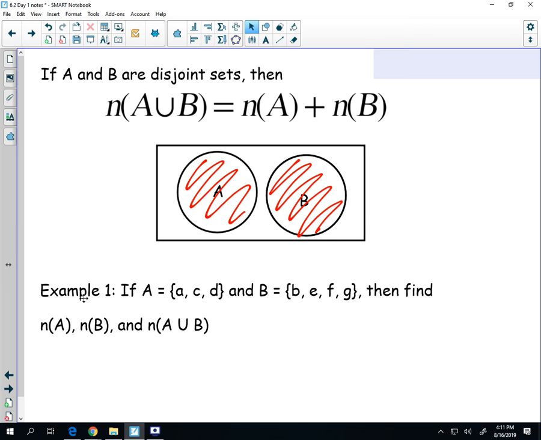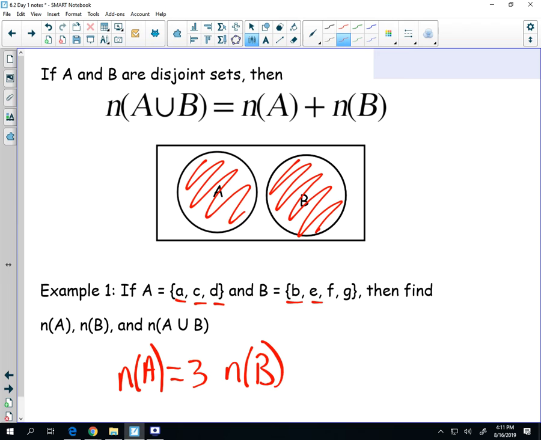Here's an example. If A is A, C, D and B is B, E, F, G, find the number of A, the number of B, and the number in A union B. The number in A is 1, 2, 3. The number in B is 1, 2, 3, 4. Since they have nothing in common, the number in A union B would be 3 plus 4, or 7. Hopefully that makes sense.